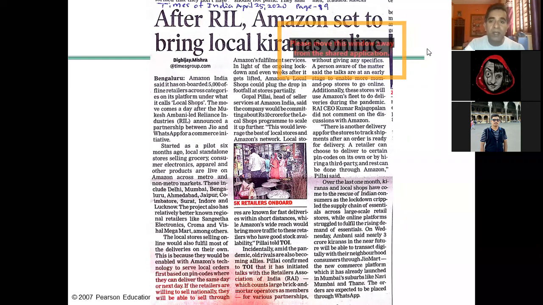Depending on the availability of the merchandise, sometimes from the vendor's inventory, or sometimes from Amazon's inventory warehouse, the goods are shipped to us. And using either a wing of Amazon Logistics or a third party logistics provider, the goods are delivered to our doorstep.